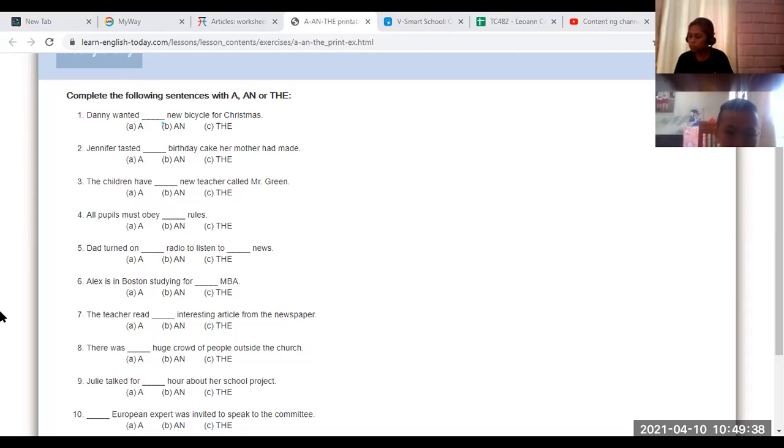What does it mean? Expert, it means very good. I think it is a correct answer. What is your question? A European expert was invited to speak to the committee. A European expert? You are talking about the European expert. What is the correct answer? This is my correct and my last answer. Your last answer is what? Come again, Kyo. Teacher did not hear it. Okay, your answer is final. Final, Kyo. Are you sure?